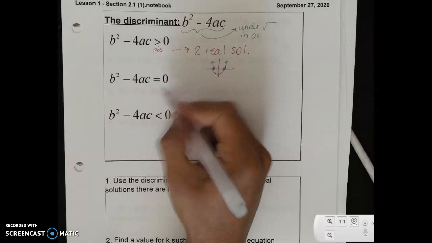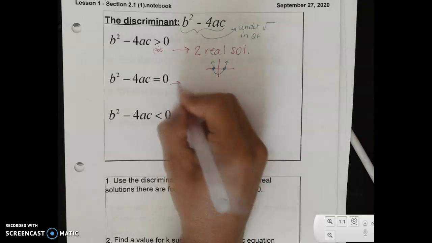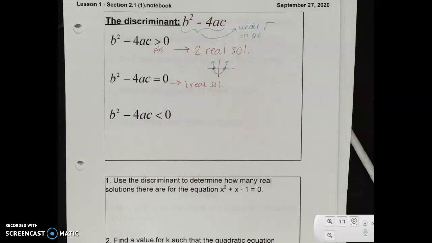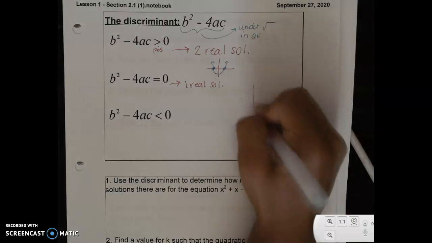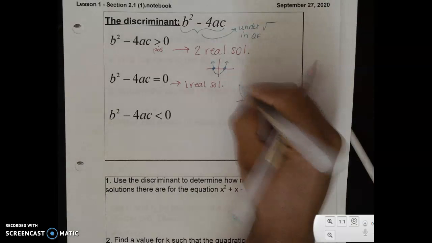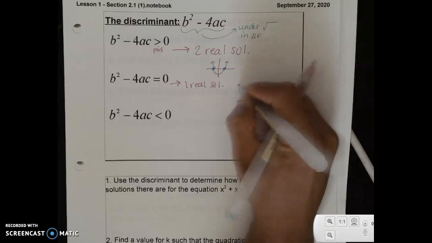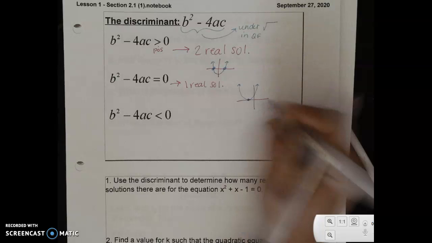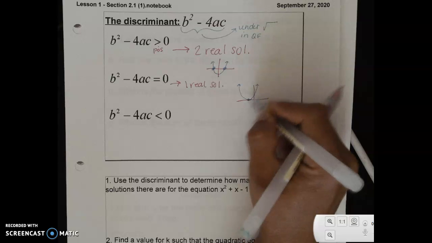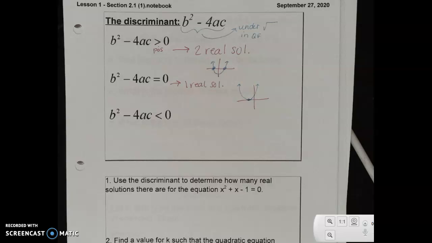A discriminant that equals 0 means I have one real solution. And so on the graph, it would look something like this, maybe a parabola like this, where it only touches the x-axis one time, or it lies tangent to the x-axis. That's another way to describe what's happening there.